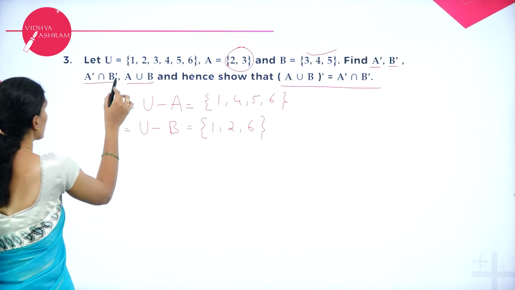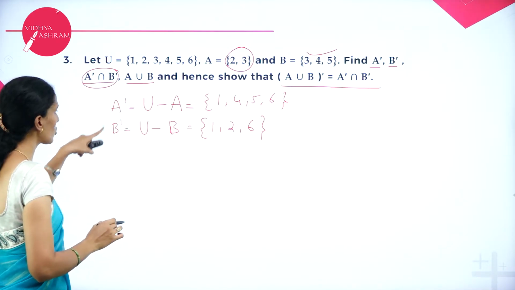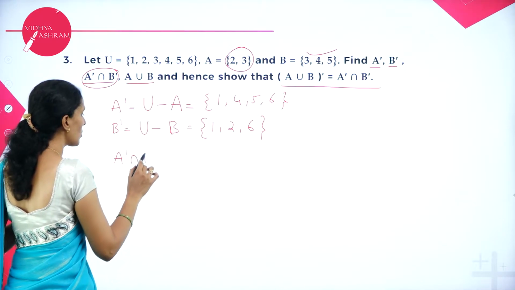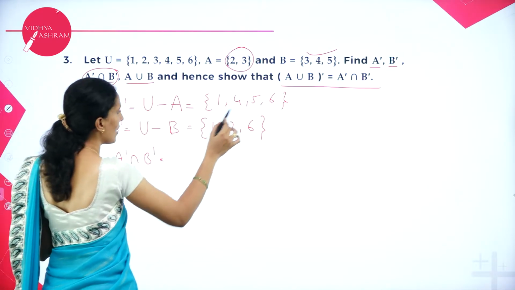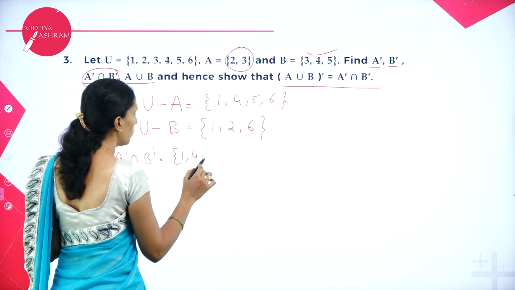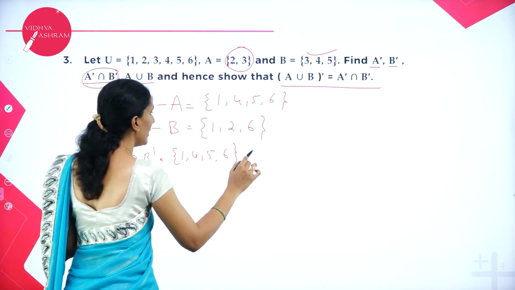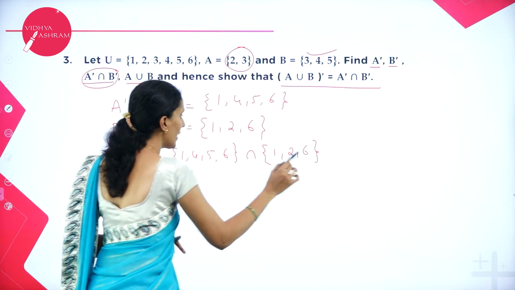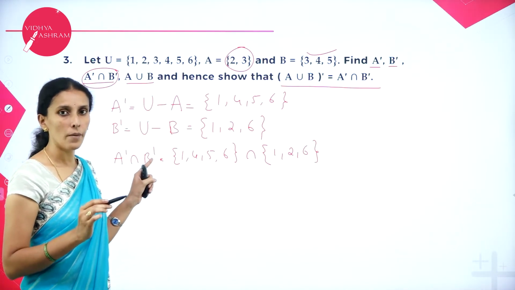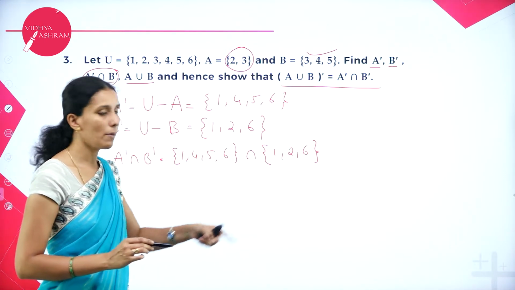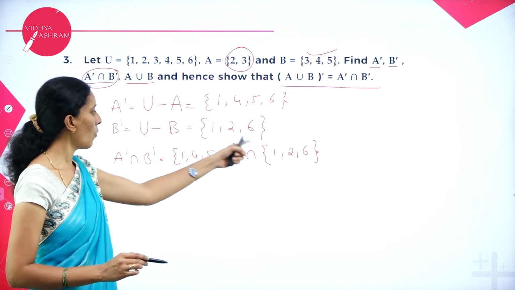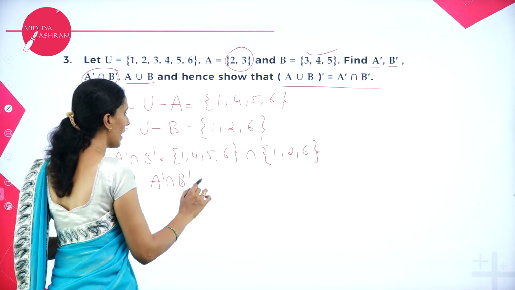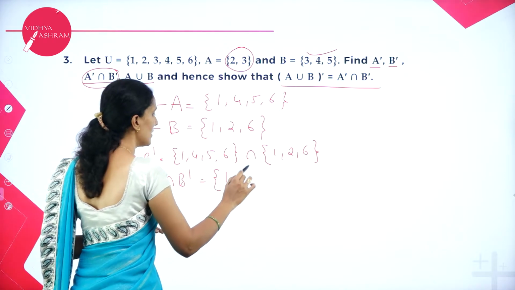What is my next question? I have to take the intersection of these two sets. So let me take A dash intersection B dash. What is our A dash? 1, 4, 5, 6. Intersection. What is my B dash? 1, 2, 6. What does intersection mean? Writing the common elements in both the sets. Do you find any common elements there? Yes, we have 1 and 6. So therefore, your A dash intersection B dash is 1 and 6.